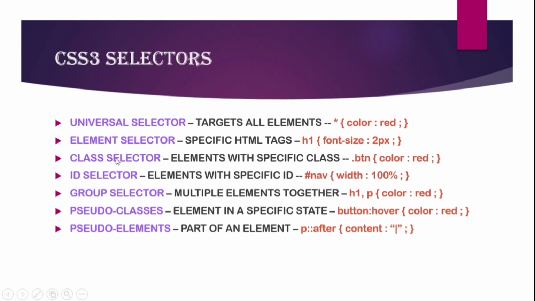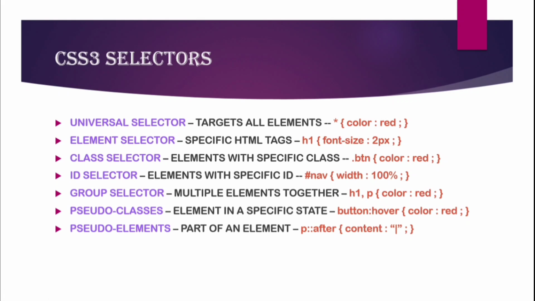And in a similar way, we have the ID selector, elements with a specific ID. For the ID selector, we use hash. For the class selector, we use dot, and for the ID selector, we use hash. The same code. Then we can go to the group selector. When you want to select more than one element, like multiple elements together, then use the group selector. Here, this is the syntax: h1, p. I want to select both the h1 heading 1 element as well as the paragraph element. For both of them, I want to change the color equal to red. This is how we write the code.